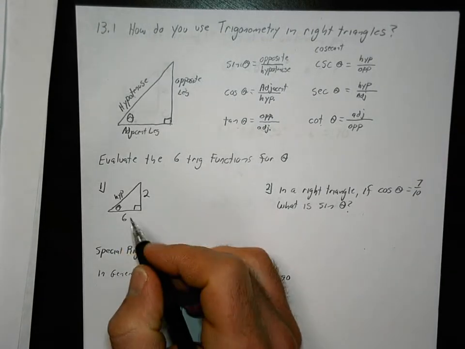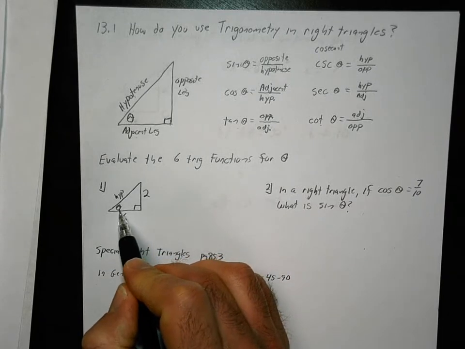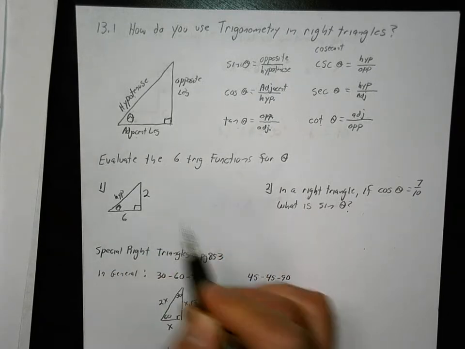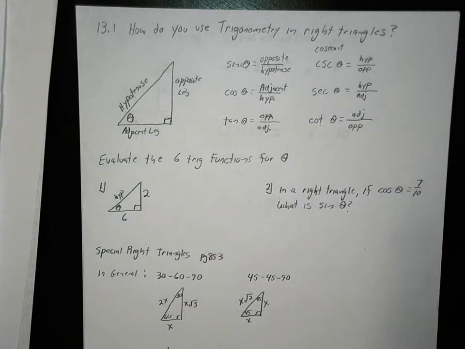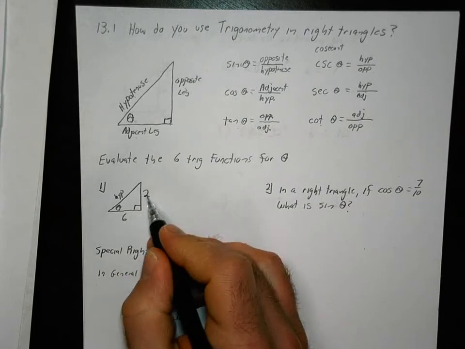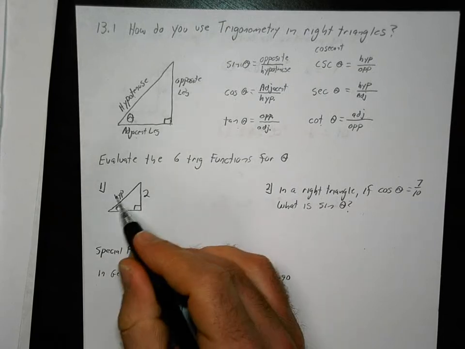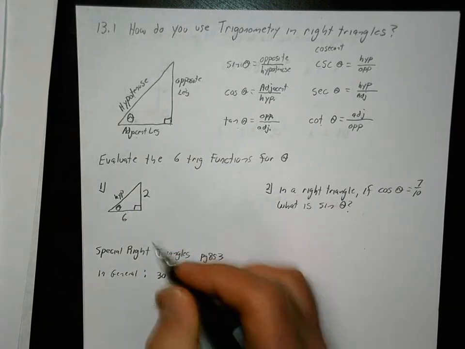So let's do an example here. Number 1, evaluate the 6 trig functions for theta. So here's my reference angle. It's important to know what the reference angle is, and I can evaluate all 6 of these. Okay. Now the first thing I have to look at is I know 2 sides, but I don't know the third. I don't know the hypotenuse. Okay, so how do I find the missing side? Well, I use the Pythagorean theorem.